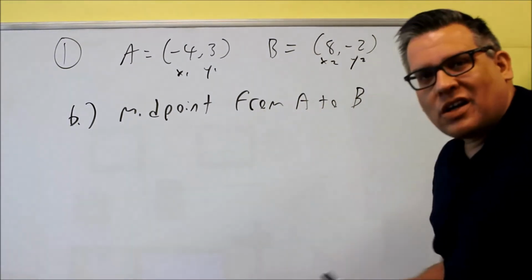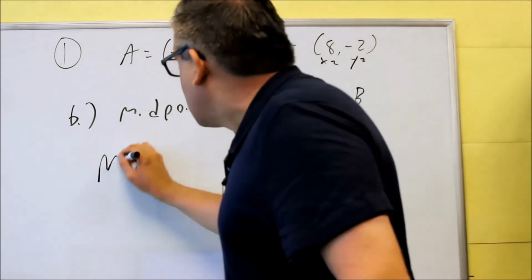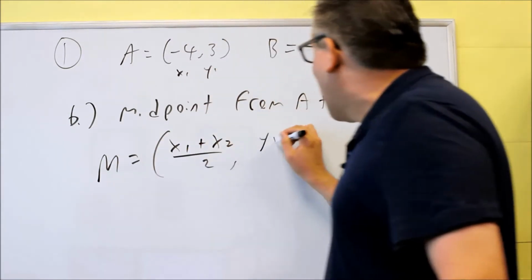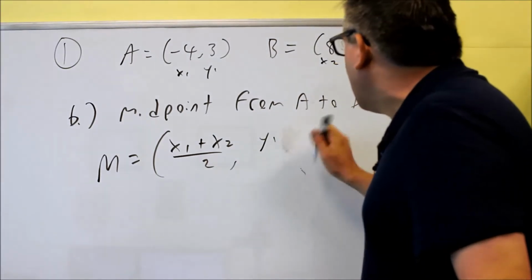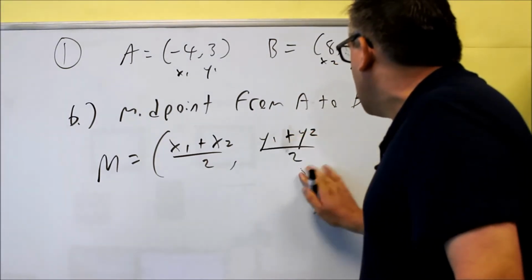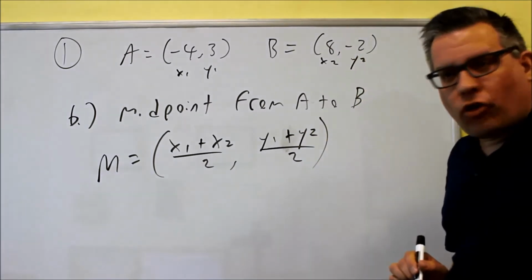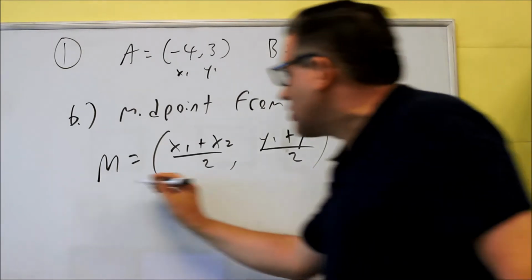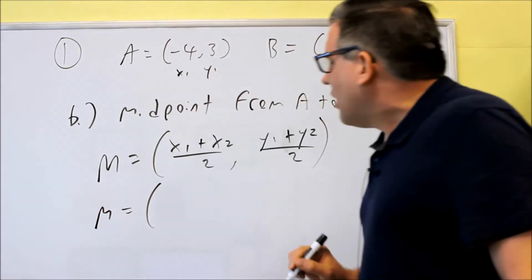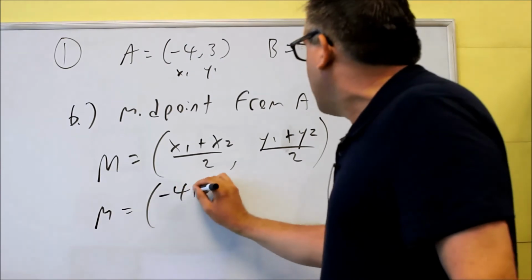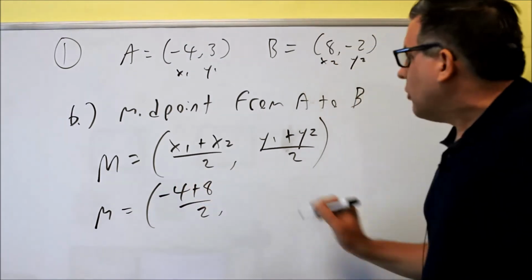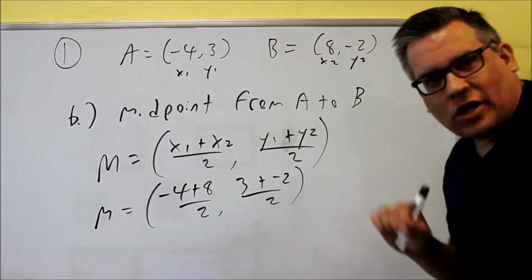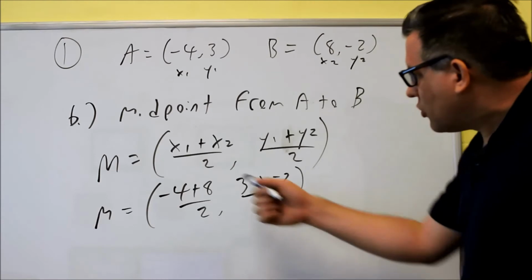So we want the midpoint. You've got to know the midpoint formula on the test also. So here is the midpoint formula. Basically it's the average of the x values and the average of the y values. Okay, so there's your midpoint formula. Again, we can just use the same labeling that we had before, and we can just substitute those in there. So we have x1 plus x2, we have negative 4 plus 8 over 2. And then we have 3 plus negative 2 over 2. And then we just have to simplify both of these once we substitute it in.